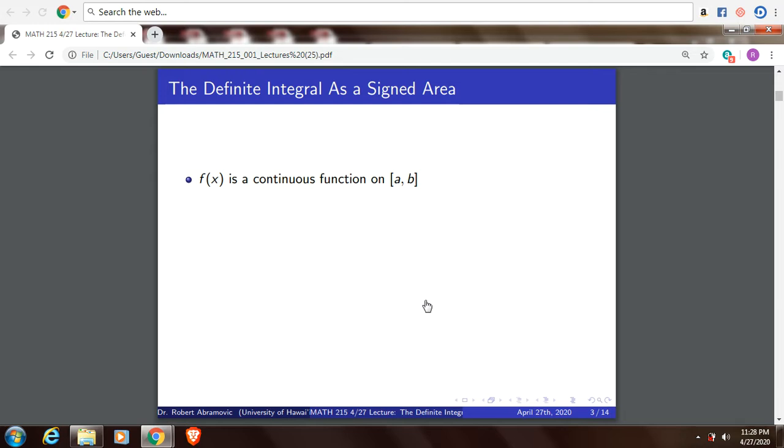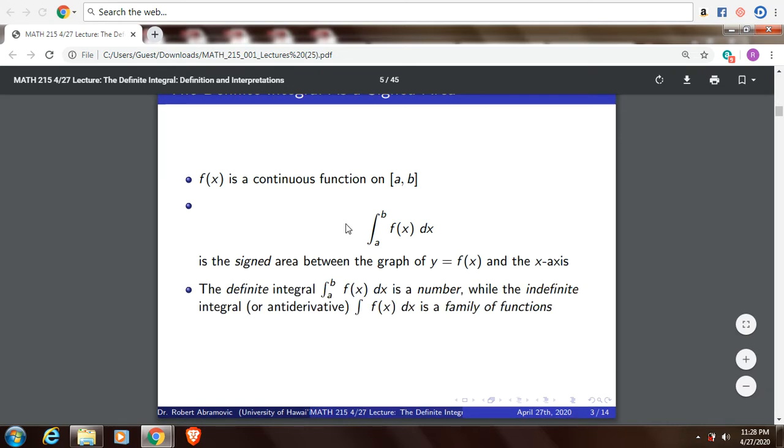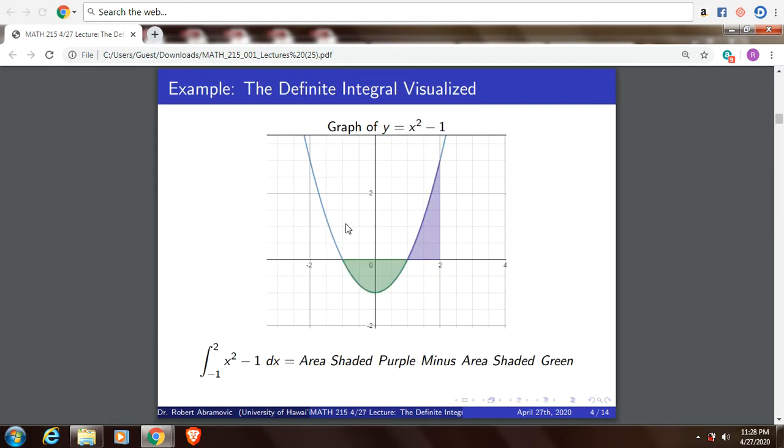So we'll begin with the definite integral as signed area. If f of x is a continuous function on a closed interval, the definite integral between a and b of f of x dx is the signed area between the graph of y equals f of x and the x-axis. The definite integral is a number, while the indefinite integral, or antiderivative, is a family of functions. We saw that in Friday's lecture.